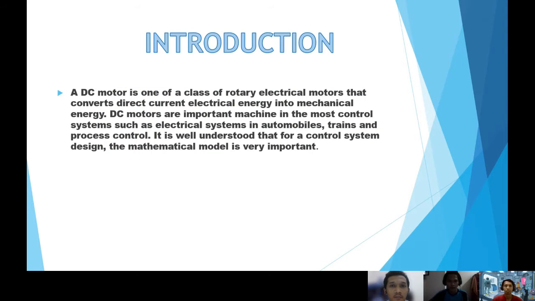Okay. For the introduction, a DC motor is one of a class of electrical motors that converts direct current electrical energy into mechanical energy. DC motors are important machines in most control systems, such as electrical systems in automobiles, trains and process control. It is well understood that for control system design, the mathematical model is very important.